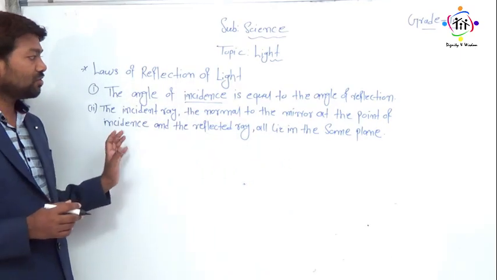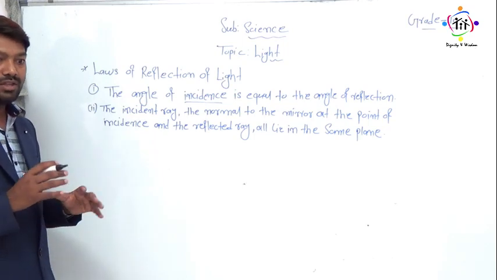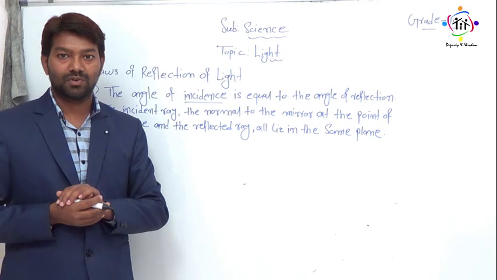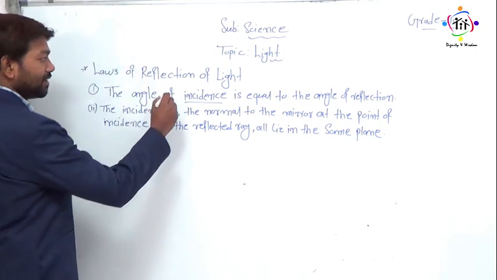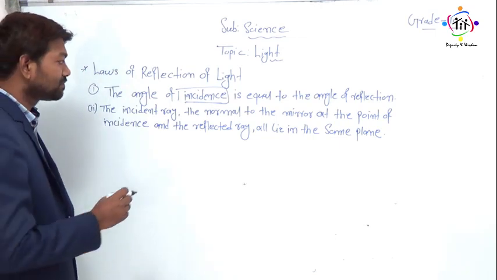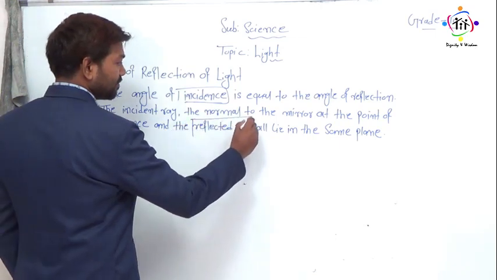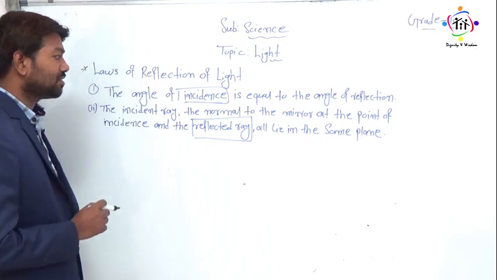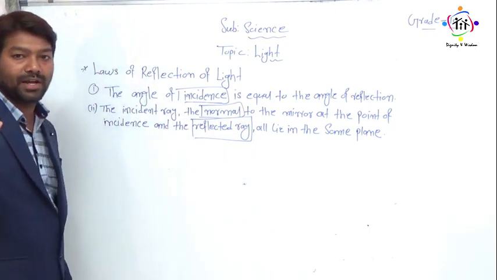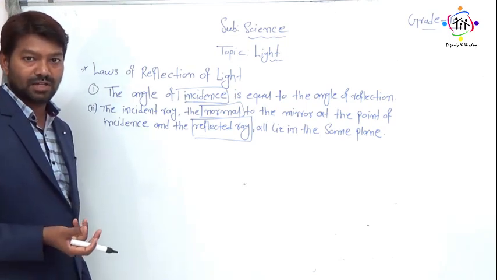Now, in whatever I have just told you from the board, there are only three things. One is the incident ray, the second is the reflected ray, and the third is the normal. Only three points you have to keep in your mind. I will explain with the help of an example.